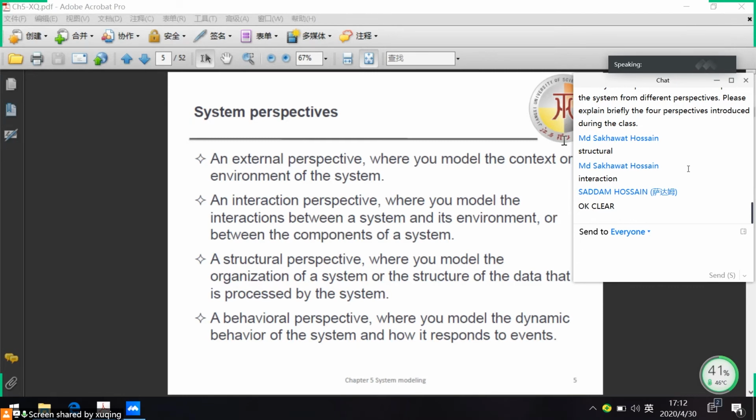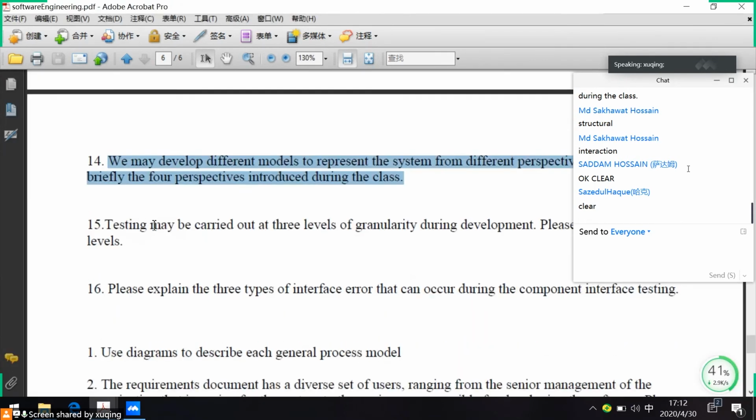Yeah, Hosan, you have structural perspective and interaction perspective. You can find it easily in the PDF. And then for the 15th question, testing may be carried out at three levels of granularity during development. Please explain these three levels.